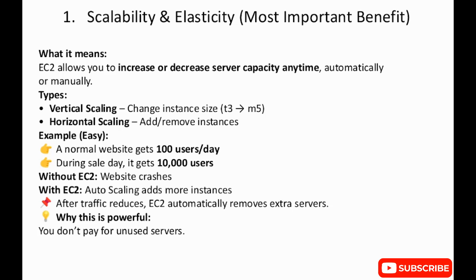In vertical scaling, you change the instance size. Suppose you want to change the size of the instance from T3 to M5, you can do that. In horizontal scaling, we add or remove instances. So for this, we use horizontal scaling.